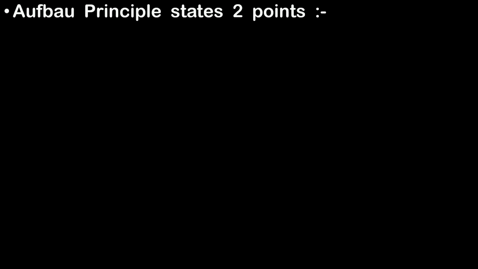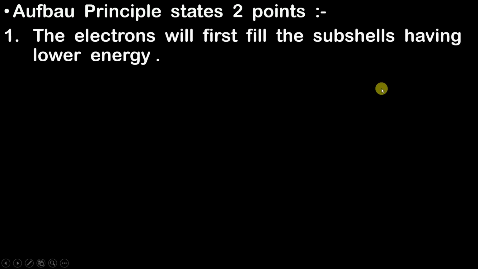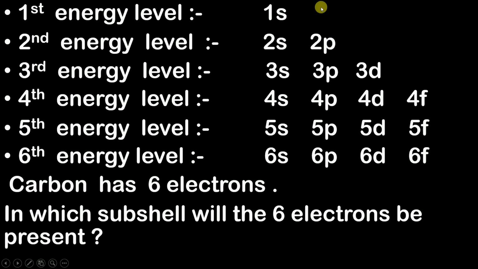Okay, so let's understand the first point. The electrons will first fill the subshells having lower energy. Now, what is the meaning of this? The electrons will first go into the 1s subshell, then they will go into the 2s subshell. Why? Because the 1s subshell has less energy than 2s. So when comparing the 1s and 2s subshells, the electrons will first go into 1s and then into 2s.